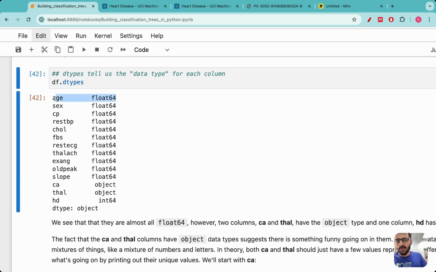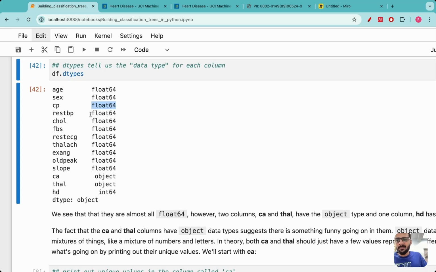So age is float, that's fine. Sex is float, that's fine. CP, which is chest pain, is float. Resting blood pressure is float 64. Col, which is cholesterol level, is float 64. FBS, all of these are fine. Up till here, they are float 64.